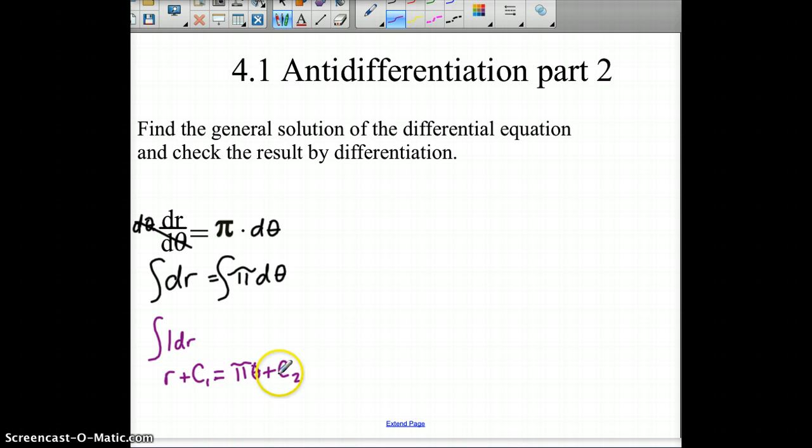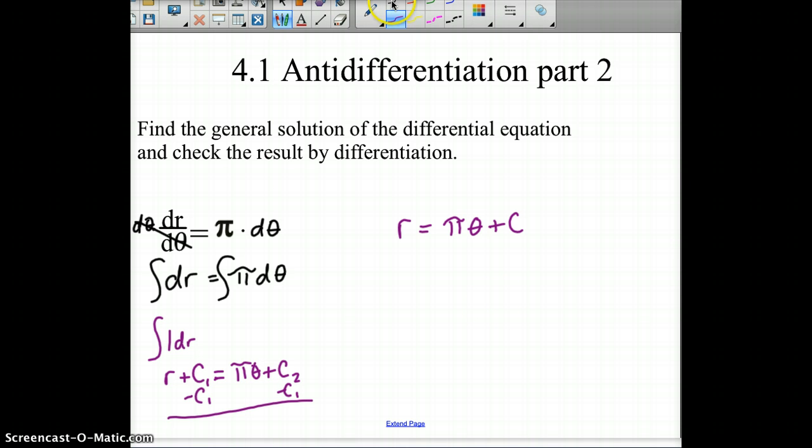But the two constants together could be merged into one, so if you want to think about subtracting, we'll still get r equals pi theta plus some constant. So if you want to skip this step of putting c here and then subtracting it and just put a c on the end, that's fine. So that would be the general solution of the differential equation.